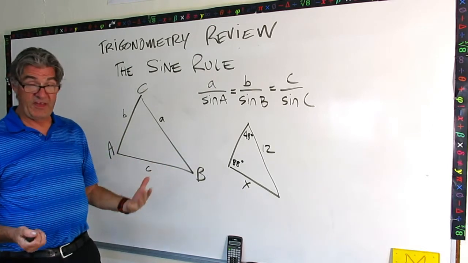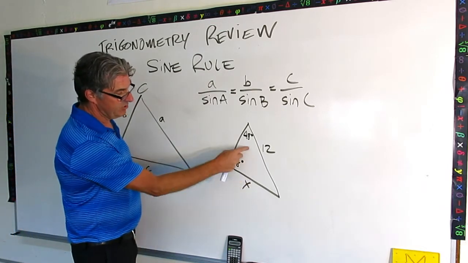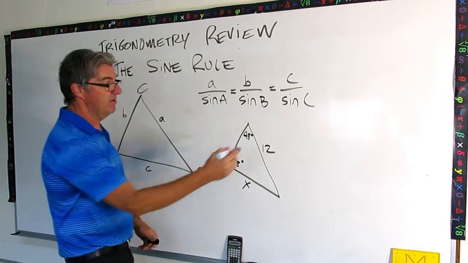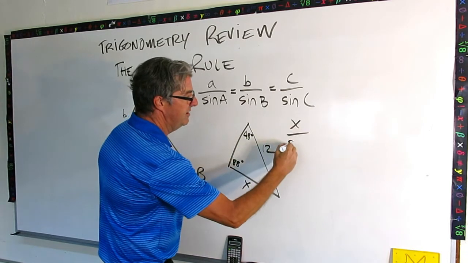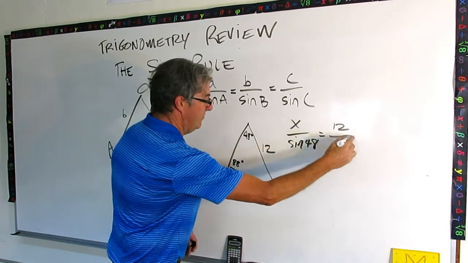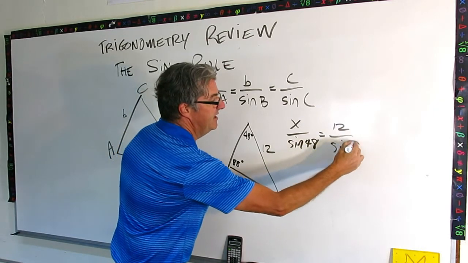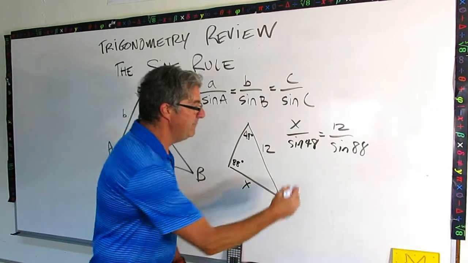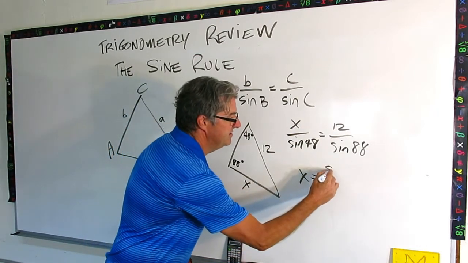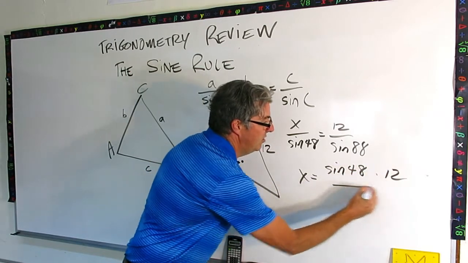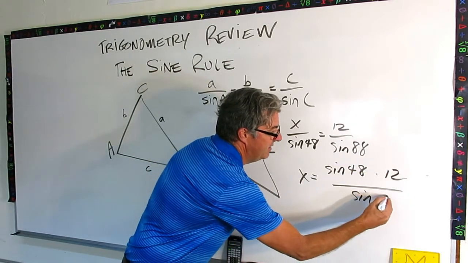Notice how we gave you all the angles you need. x is across from 48. You know 12, and it's across from 88. So we can set up our ratio. x over sine 48 is going to equal 12 over sine 88. Now I'm going to solve for this by cross-multiplying up first and get sine 48 times 12 over sine 88.